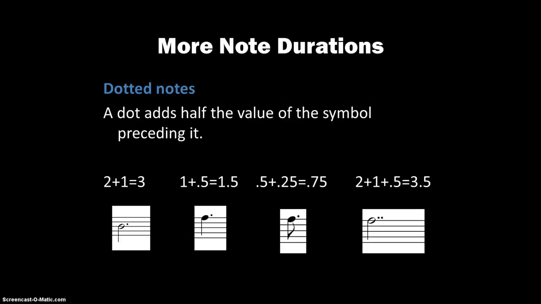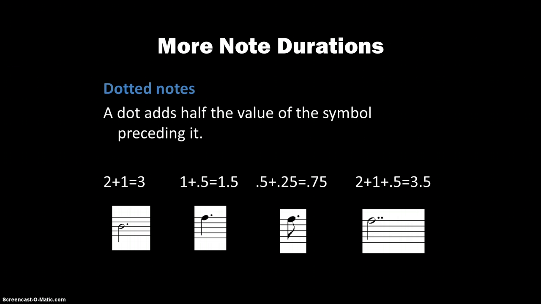What each dot does is it adds half the value of whatever precedes it. So if you've got a half note, which is 2 counts, adding a dot after that is going to add 1 count because that's half of 2. Then you add that all together, 2 plus 1 is 3. A dotted quarter note: a quarter note is 1 beat, half of that is half a beat, so that's 1.5 beats. That would be the same as your quarter note tied to an eighth note. A dotted eighth note would be 3/4 of a beat, and that would usually be followed by a 16th note.